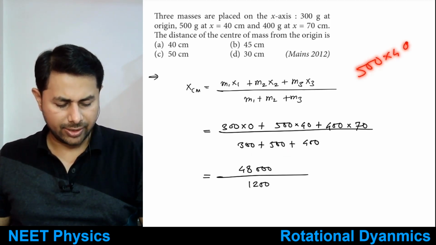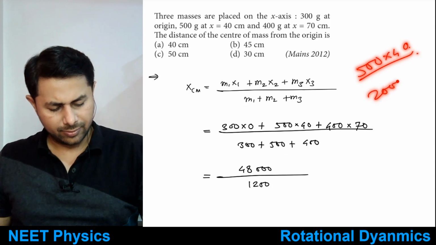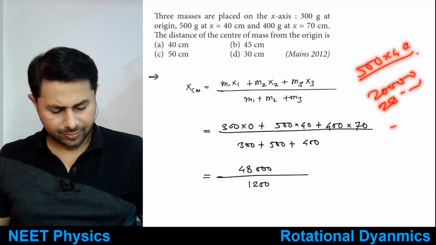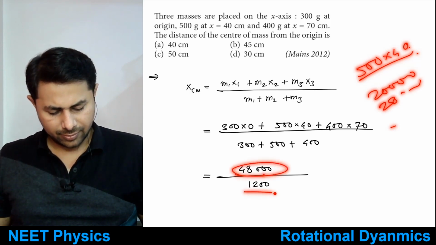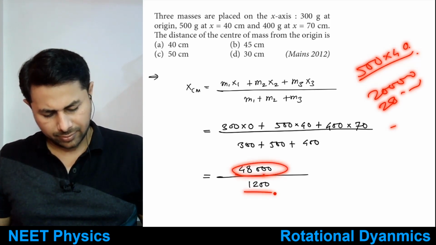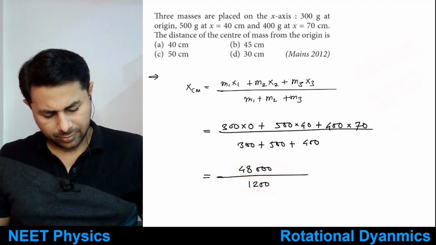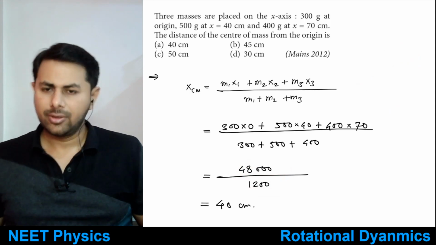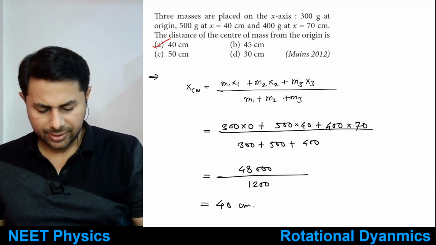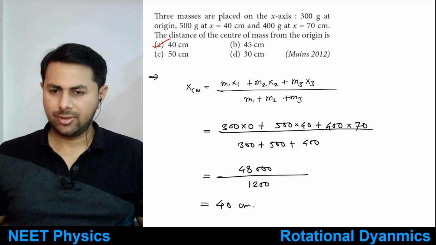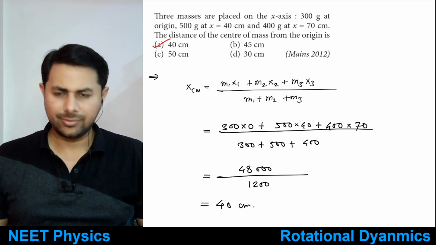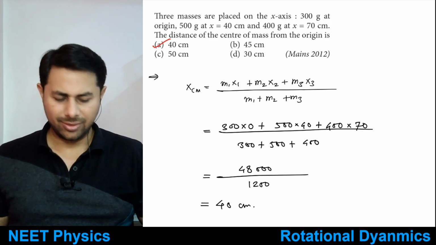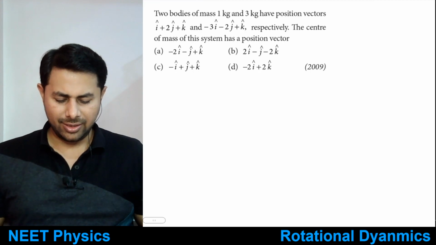500 times 40 is 20,000 and this will be 28,000. That's correct. So 40, not 4, 40. 40 centimeters, right? This is the answer. Okay, that's very simple. Right, it is just calculation. Okay, then let's see next one.